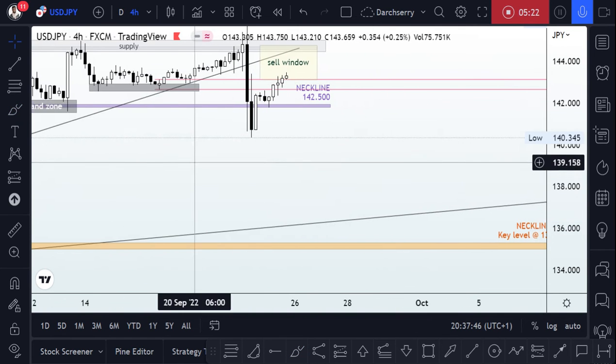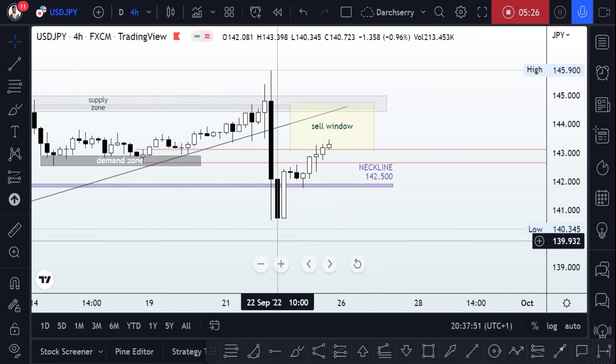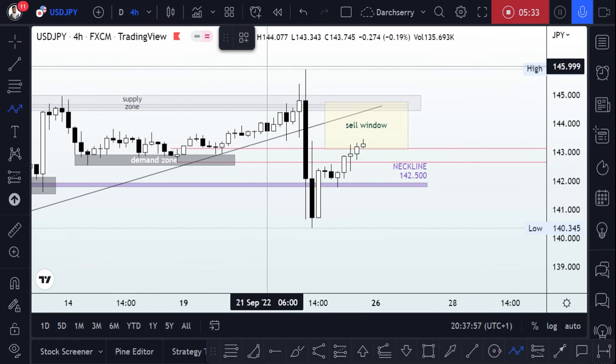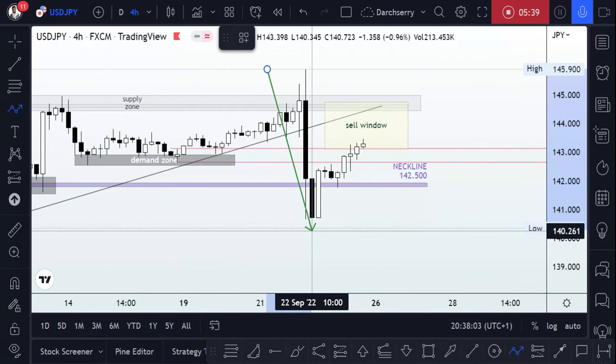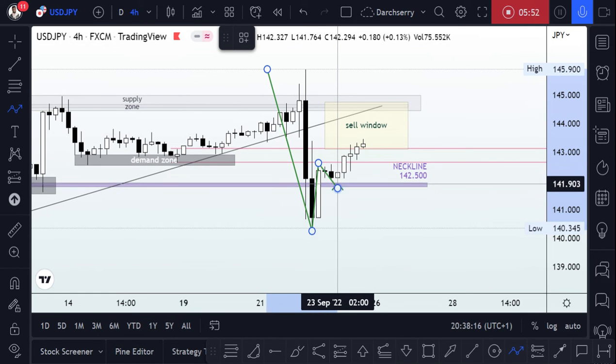In order to do that, let's zoom into the current structure here and take into consideration the previous impulse leg that happened during the course of last week's trading session. We saw this impulsive move right from the 146 area back into the 140.300 area. And what I'm seeing here is, as soon as price got into the 140.300 area, we saw a bullish signal which pushed price right back above the neckline area.